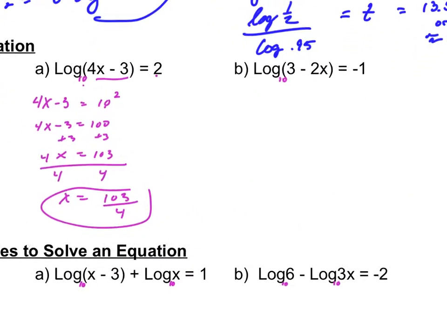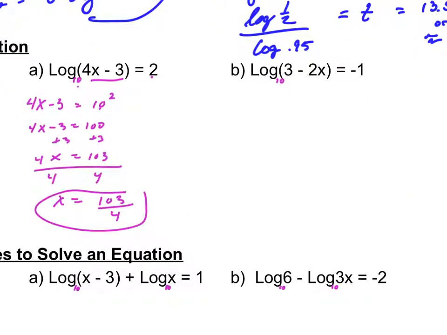Okay, again, reordering this into exponential form, we have 10 to the negative 1 is going to be equal to 3 minus 2x. Some things to consider here is this thing right here. That is actually 1 over 10. And go ahead and combine like terms.